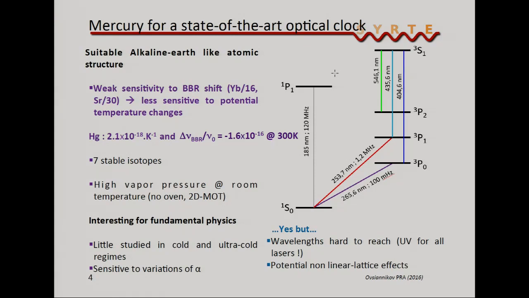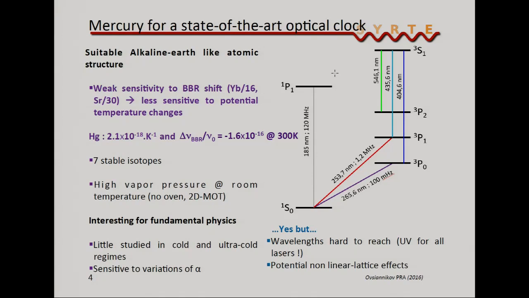And I recalled some numbers here. The shift is 60 times less for mercury than for ytterbium and 30 times less than for strontium. Mercury also has 7 stable isotopes. And one very important point for us is the high vapor pressure of mercury. Indeed, it allows us not to have an oven, and it's also easier for us to implement a 2D MOT. On the more fundamental physics side, mercury has been little studied in the cold and ultra-cold regime, and it's also sensitive to potential variations of alpha, the fine structure constant.